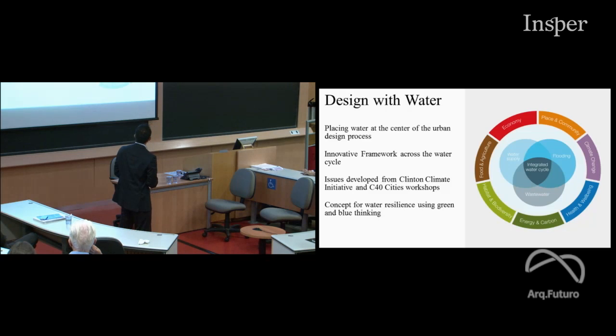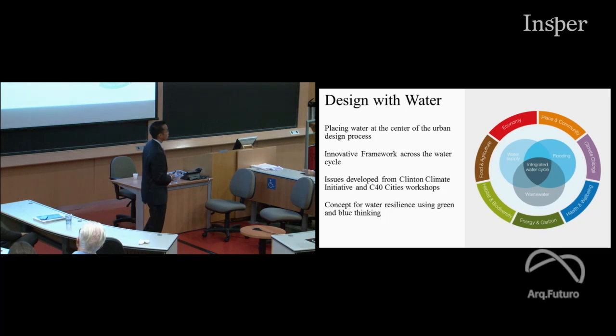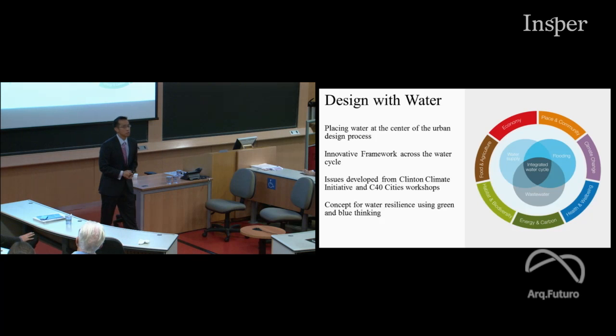So what is design with water? Essentially it's placing water at the center of the urban design process. It is a utility. We need to have water. It needs to be delivered to us in a pipe. It needs to go into the ground and move away from us so that we don't have flooding. But how can we make it a central part of the urban design process so that we can make livable cities and create sustainable cities?